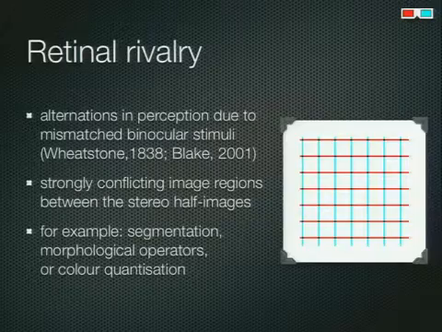I'm going to describe what we mean by these 3 categories, each with small examples and also showing some example images later. Retinal rivalry is due to alternations in perception due to mismatched stimuli. In this particular example, you should see vertical lines in one eye and horizontal lines in the other eye. This is a stimulus that cannot be fused because it's not physically possible. What you should see instead is that one eye dominates for a few seconds, so you see, for example, horizontal lines. And after a few seconds, the other eye will dominate, and then you will see vertical lines instead.